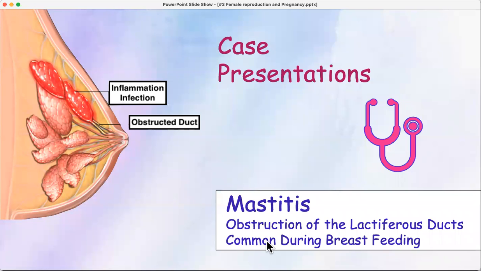All right, so let's talk about mastitis, some of the complications that happen after a baby's born. So much is going on, milk is being produced, that bacteria can get inside these open ducts and create abscesses. So this is an obstruction of lactiferous ducts, quite common during breastfeeding. Breastfeeding is not nearly as easy as you would think.